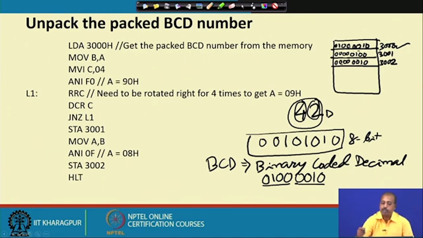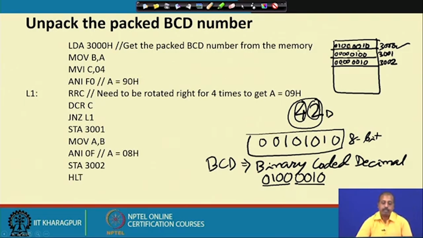This is called packed BCD form, the 3000 location, because we are packing 2 digits of BCD number into 1 byte. Each digit takes 4 bits, so I can put 2 such digits in a location, that is why it is called a packed number. So, you can unpack it. How to do this?